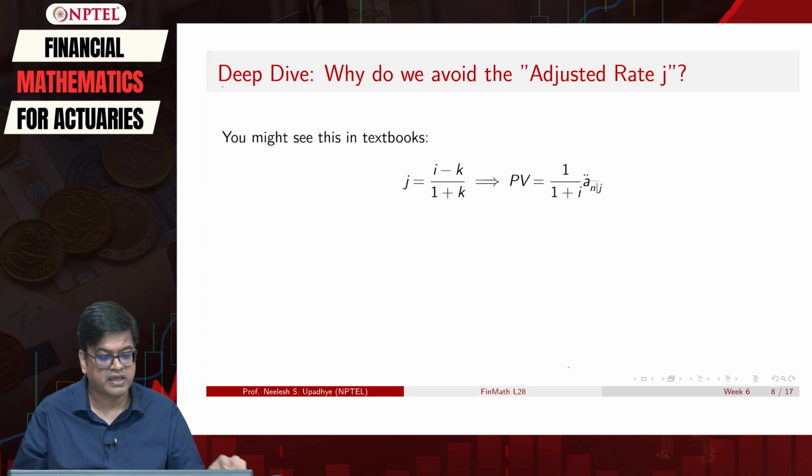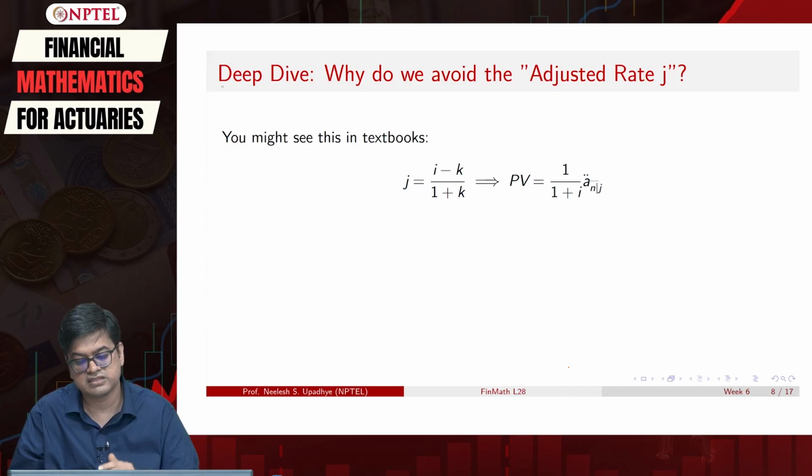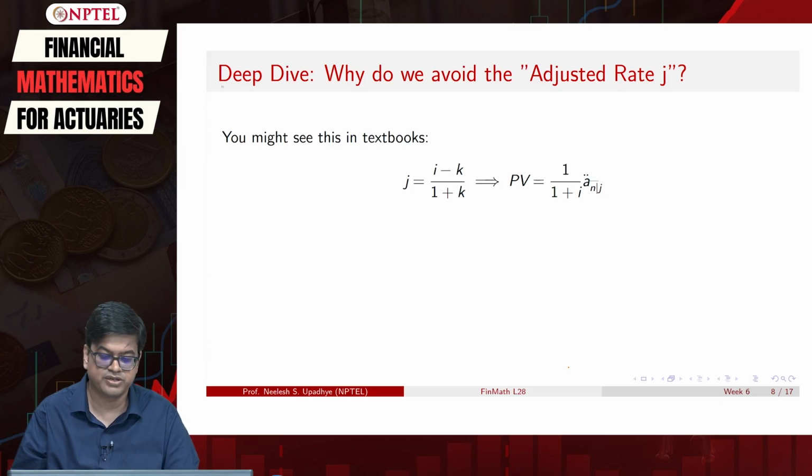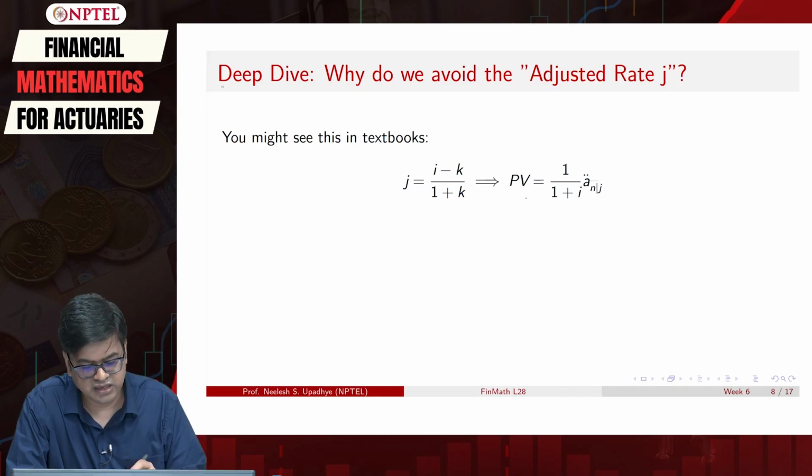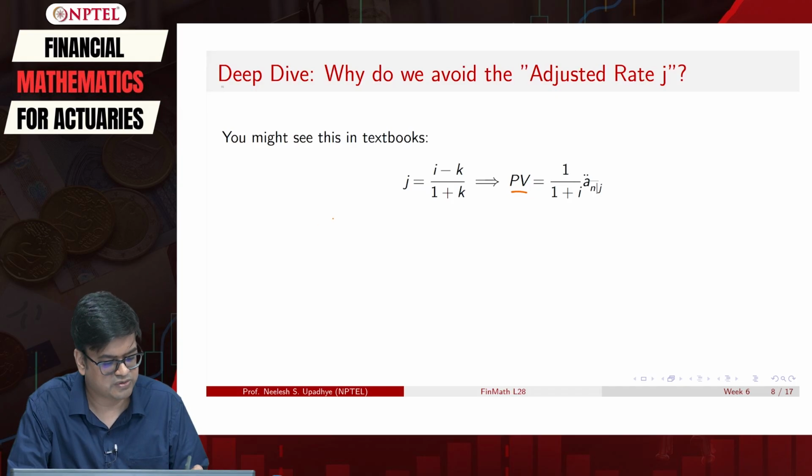So, let us say if I use the notation j, which is used in many textbooks, they will say (I minus k) upon (1 plus k) is j, and then they will imply that this is equal to the present value of 1 upon (1 plus I) into annuity due at j for n periods. Okay. So, let us see actually how we get this present value calculation.